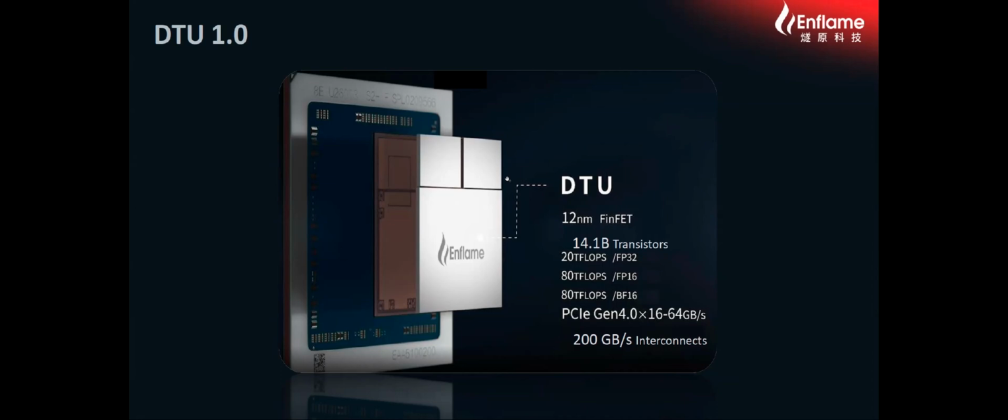The first generation DTU is built on a 12 nanometer FinFET GlobalFoundries technology. We have in total 14 billion transistors, which provides 20 teraflops for floating point 32, 80 teraflops for floating point 16, and 80 teraflops for BF16. You might ask, what's the difference between BF16 and FP16? The difference is that floating point 16 has fewer exponent bits than BF16. BF16 still has an 8-bit exponent part, so it has the same range as FP32, but with less accuracy.